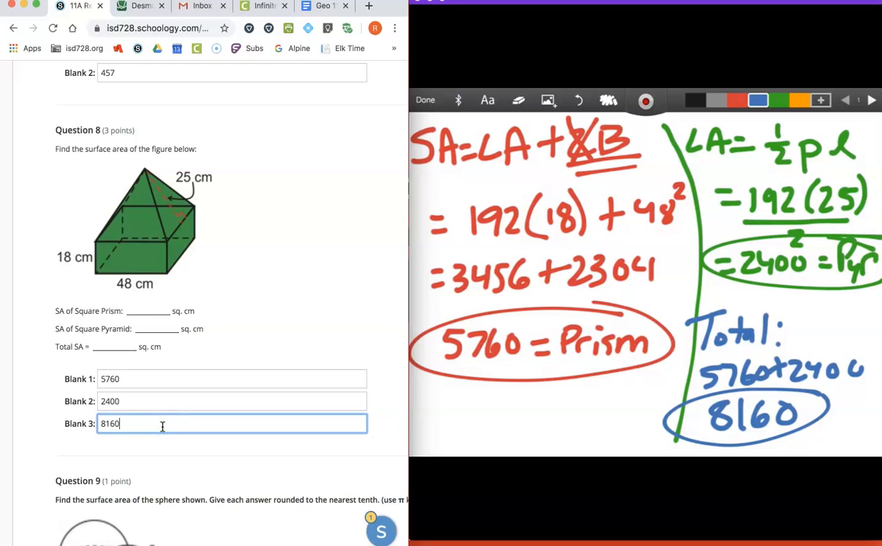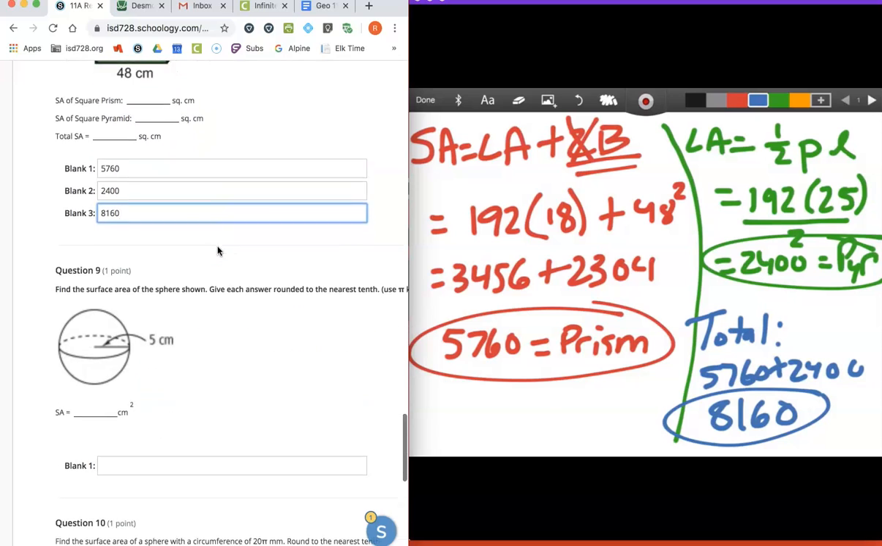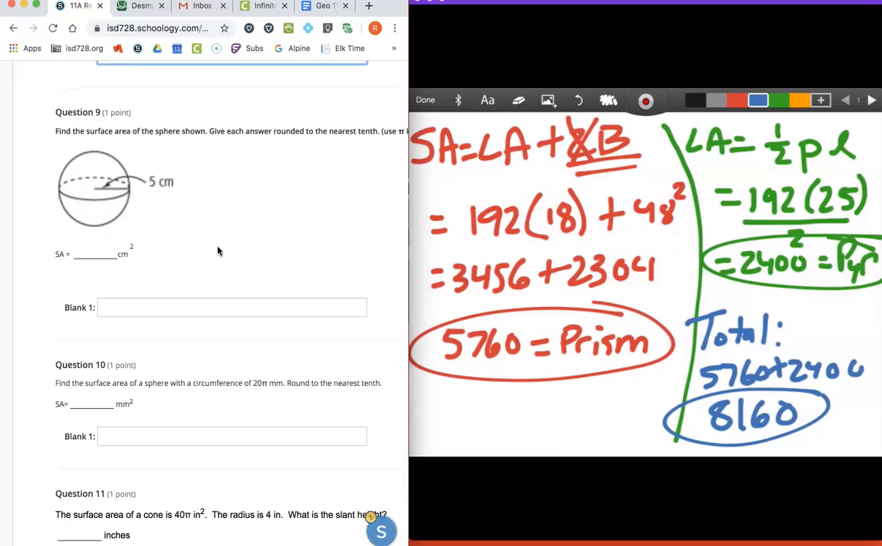All right, those ones can be pretty tricky. You've got to think about what is actually on a surface. All right, now we're into sphere stuff. That should go pretty quickly.